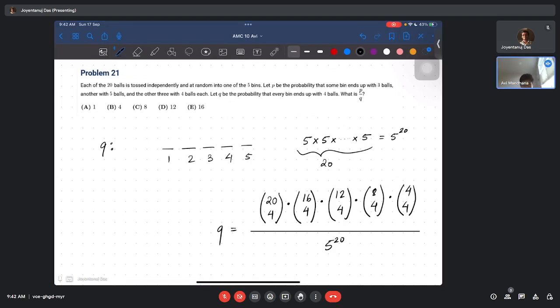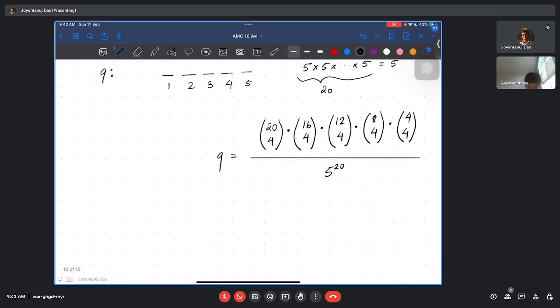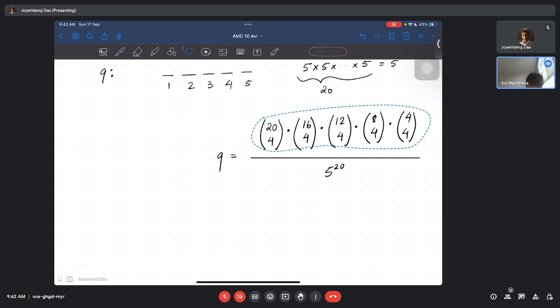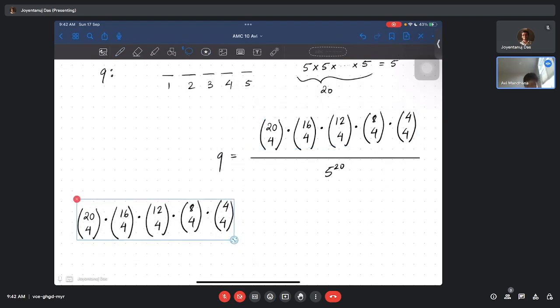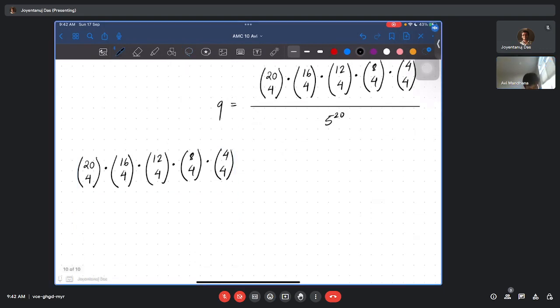Wait, what's exactly supposed to cancel? You tell me. So 20 choose 4, if you apply the definition, what is the thing? It's going to be 17 times 18 times 19 times 20. No, no, don't expand like that. You keep it in factorial, it will be easier to check. So 20 factorial divided by 16 factorial times 4 factorial. Yes, keep it like this.